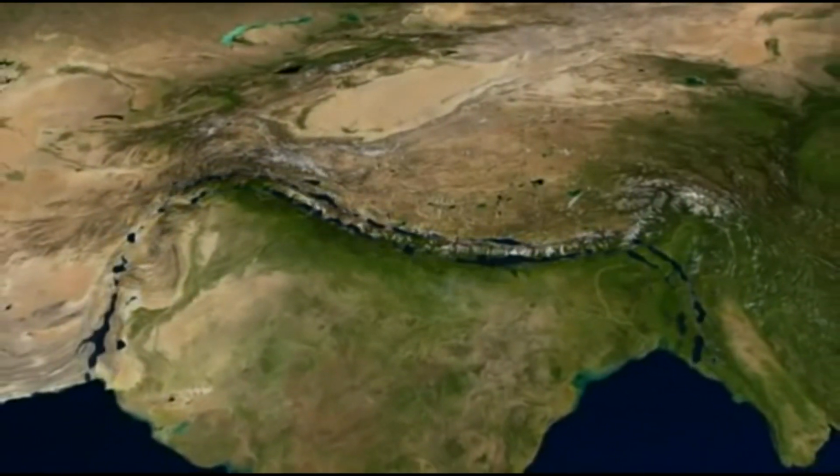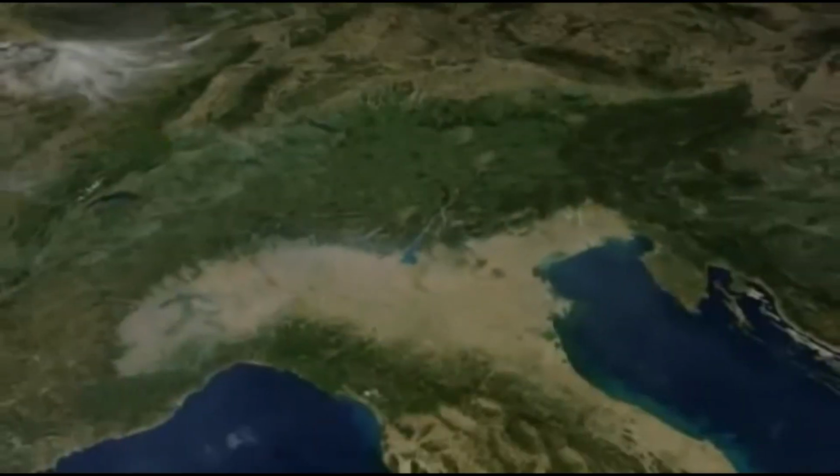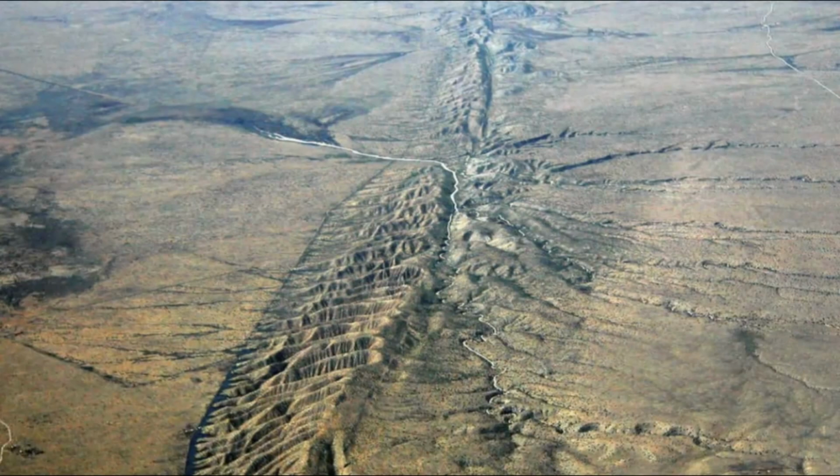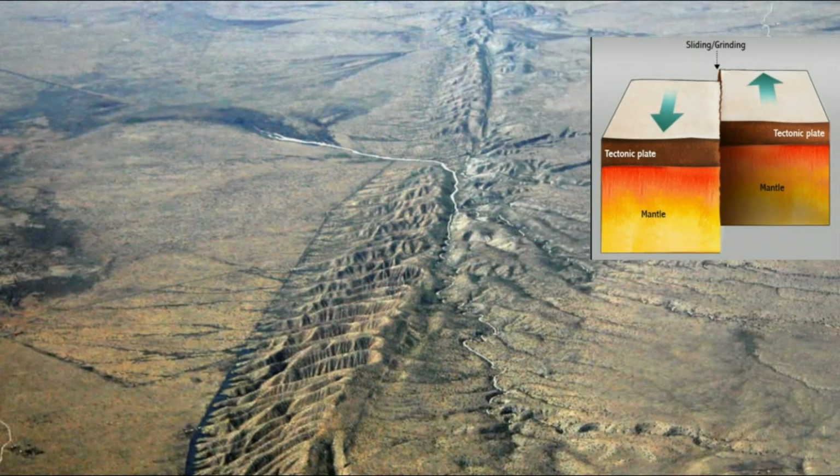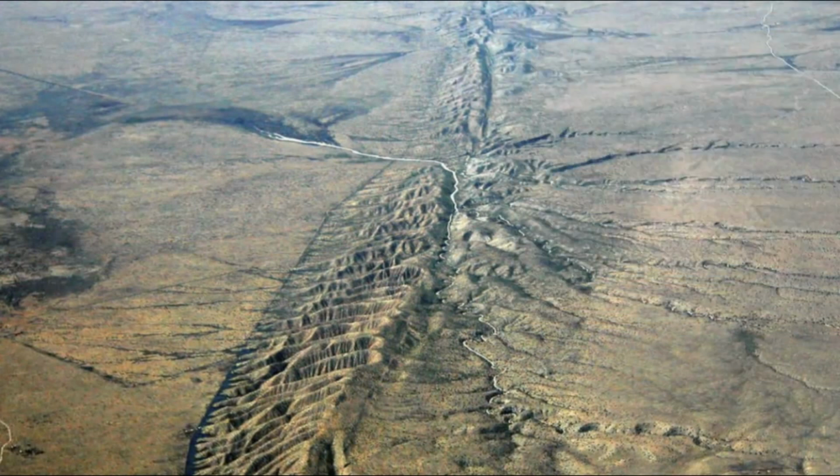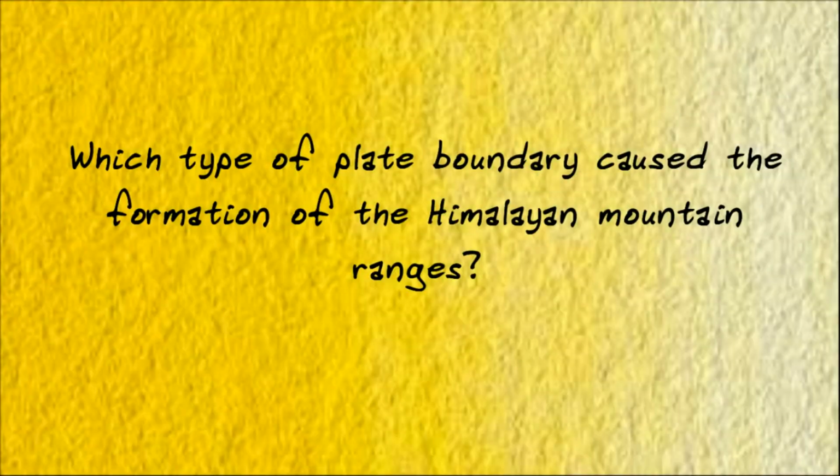When two continental plates collide, it creates a mountain chain. An example for this is the Himalayan mountain ranges. The third kind is called transform boundary. The example for transform boundary is San Andreas in California.